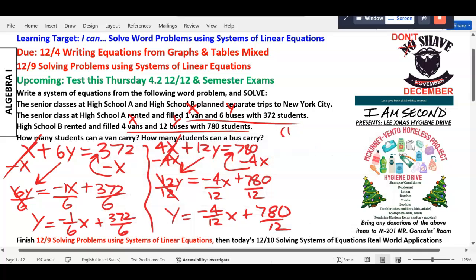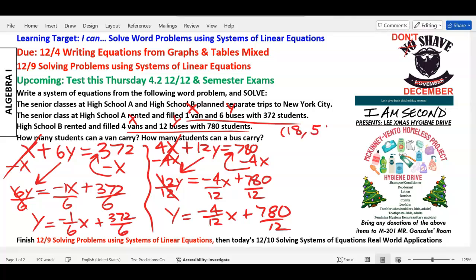But if you remember, that's not the way I want to answer this question. In fact, on the EOC, the STAR test, it's gonna interpret it. What does it mean? 18 what? 59 what? So what was X, what was Y? X was vans, Y was buses. So what this really means is 18 vans, 59 buses. Bussin'. So they got 59 buses, bussin' kids, 18 vans, vanning.